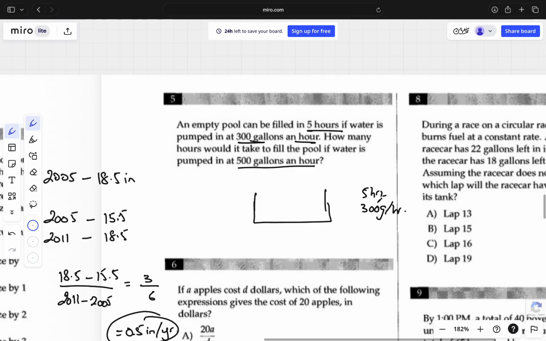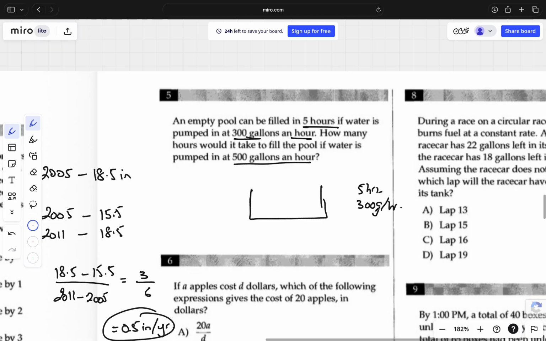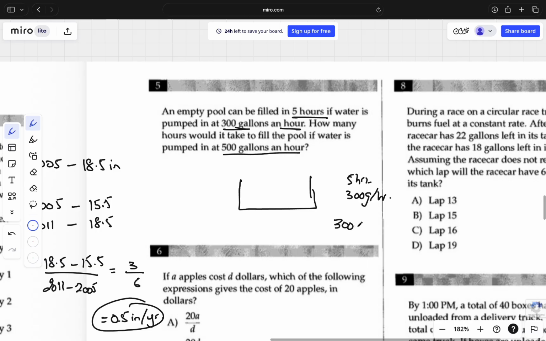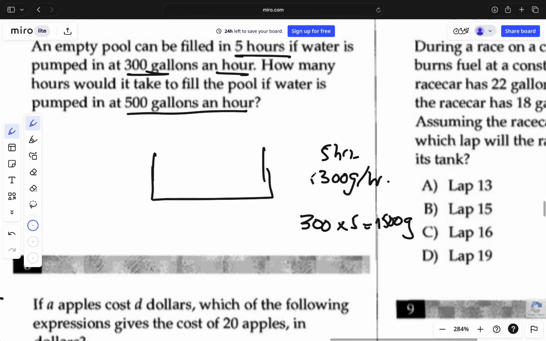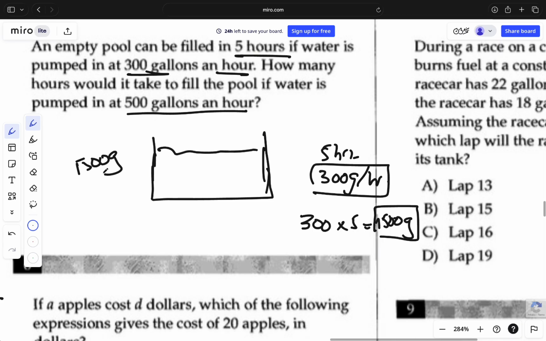So if it takes 5 hours at 300 gallons per hour, that means if you multiply them, 300 times 5, that'll give you 1500 gallons. So if it's 300 gallons per hour, if you run it for 5 hours, it'll be 1500 gallons in total, which means the total volume is going to be 1500 gallons.